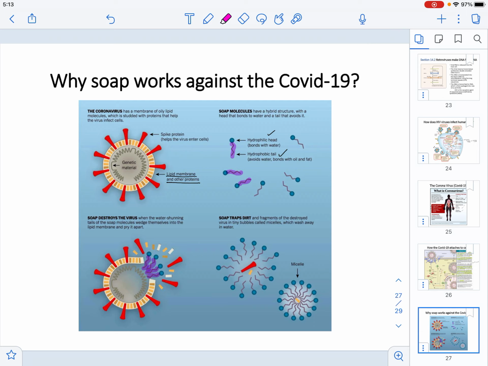Okay. Once that lipid membrane has been pulled apart, as you can see, the spike proteins and sections of that pulled apart membrane are going to be trapped by the nonpolar tails of the soap. We are going to create a micelle, and a micelle is a molecule that is soluble in water, so the components of our virus can be washed away.